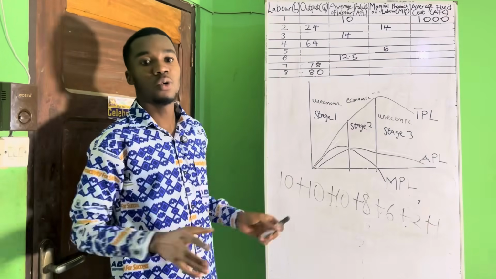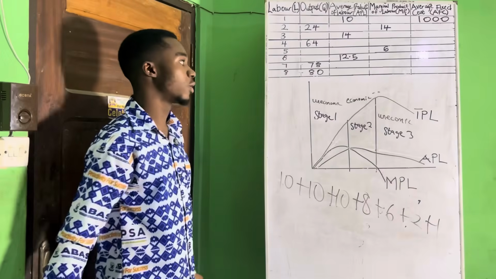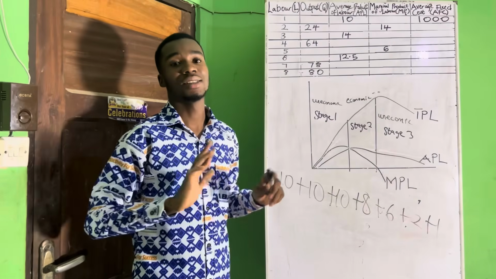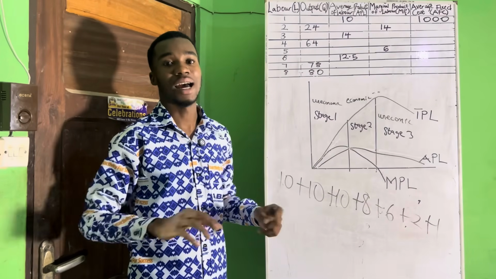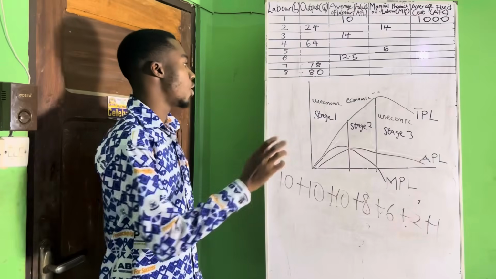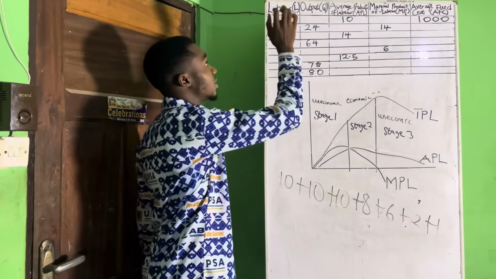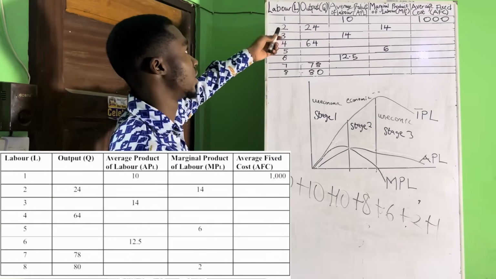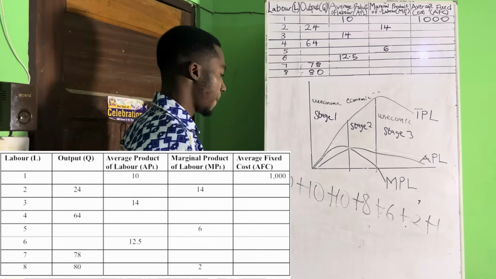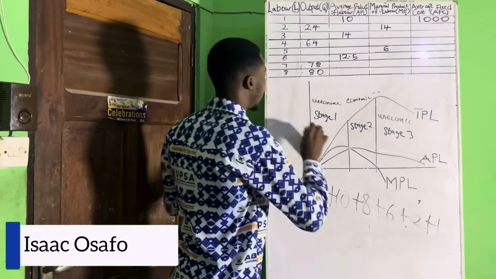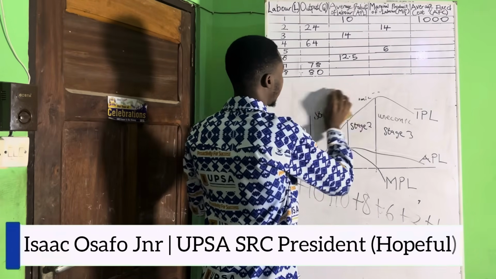So the emphasis is on total product of labor. You get it? So the whole concept of the stages of production is to produce where you are getting the highest total product, the highest revenue or the highest output. All right, now that you've understood this, let's look at this table. It's also a very possible question. It also came last year as well. So it tells you how important this topic is.